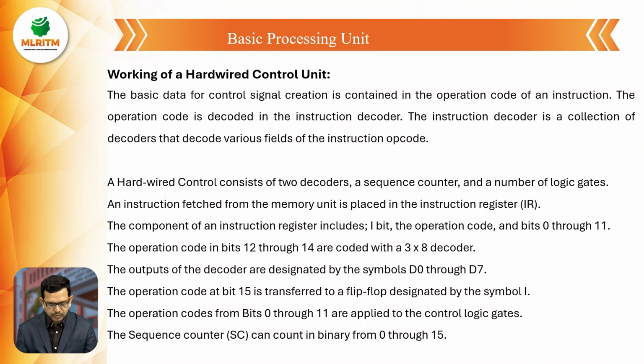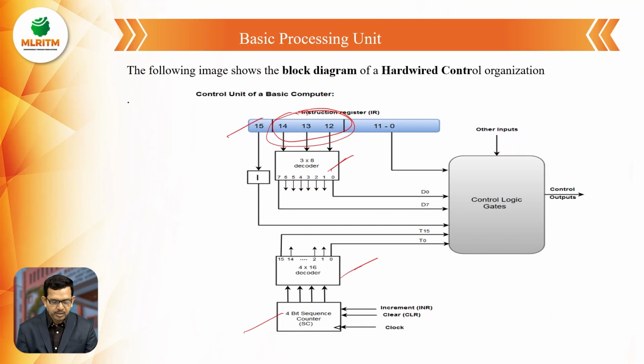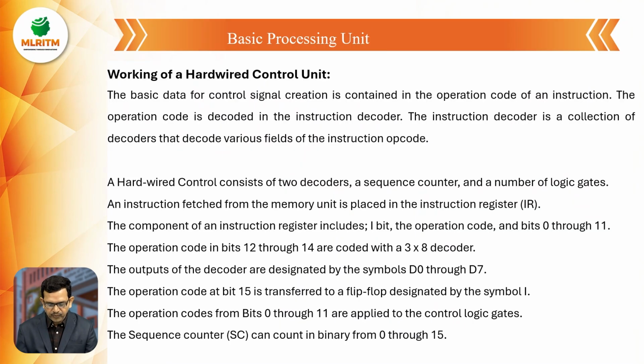Next, bit 15 of the operation code is transferred to the flip-flop designated by the symbol I. See, the operation code bit 15 is transferred to the flip-flop, that is the last bit. This is the basic processing unit, or the hardware control unit block diagram, where this I is the flip-flop. The flip-flop carries the operation code bit as 1 or 0.